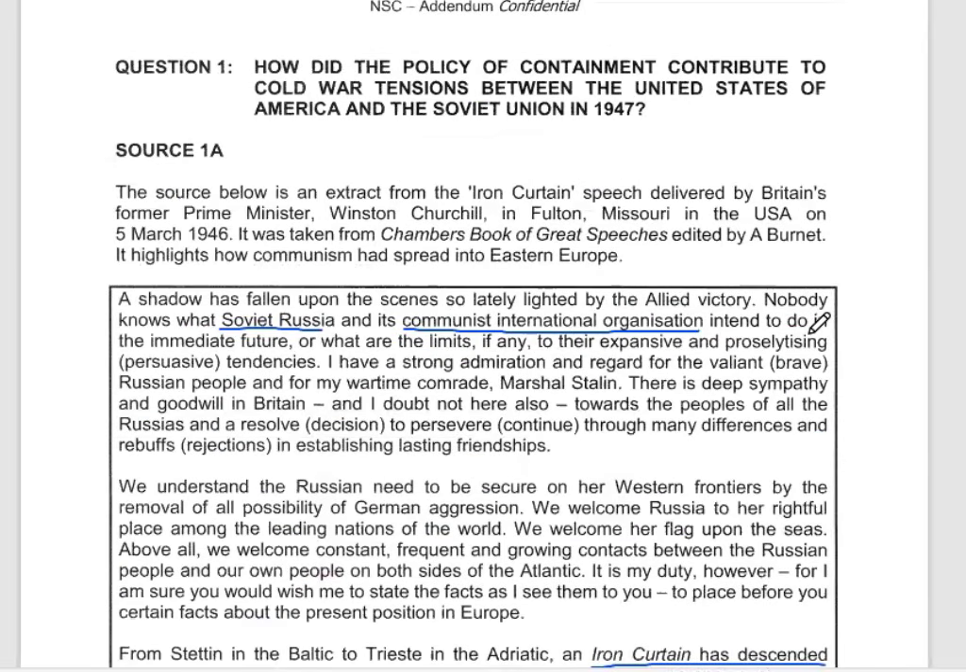As usual, I encourage people to check on the context of the source. This context is saying the source below is an extract from the Iron Curtain, a speech delivered by Britain's former Prime Minister, Winston Churchill, in Fulton, Missouri, in the USA, on 5 March 1946. It was taken from the Chambers Book of Great Speeches, edited by A. Barnett, it highlights how communism had spread into Eastern Europe. So if you check that context of the source there, you can actually get the ideas of reliability of that particular source.